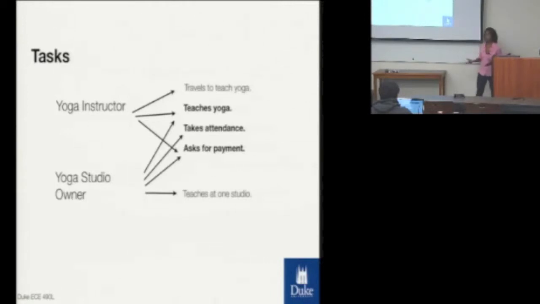Again to review, we had an example of a yoga instructor and a yoga studio owner, and there were 3 tasks that they all seemed to have in common, but there were 2 outliers. So if we were to build anything in an initial prototype, we'd concentrate on these 3 similar tasks. They teach yoga, they take attendance, and they need to get paid.